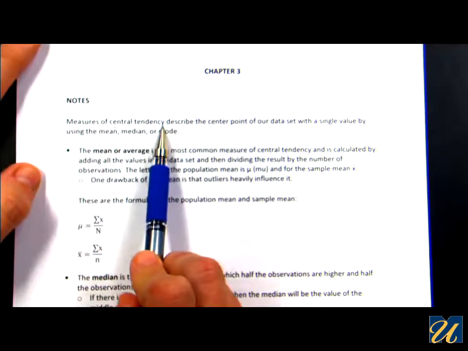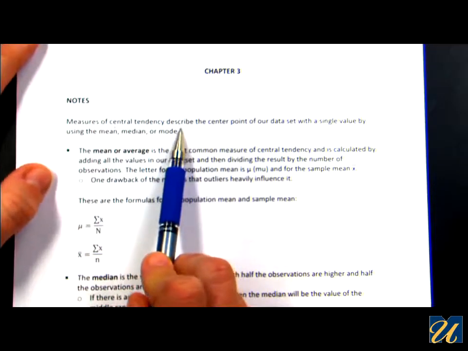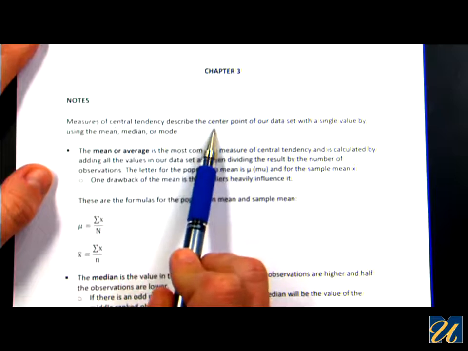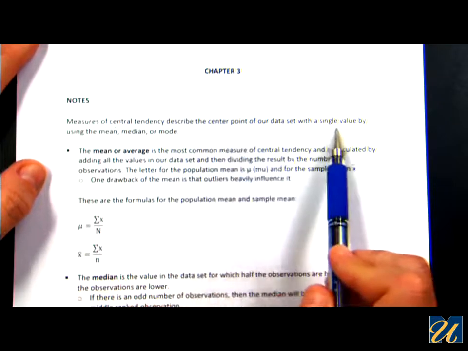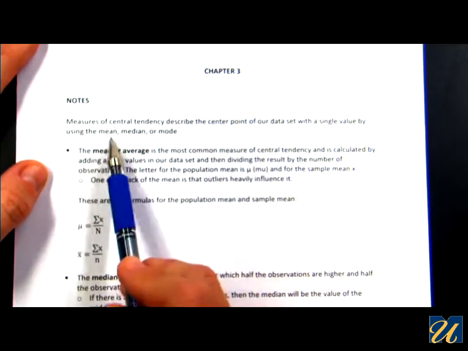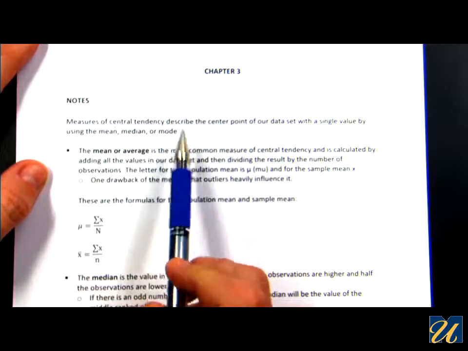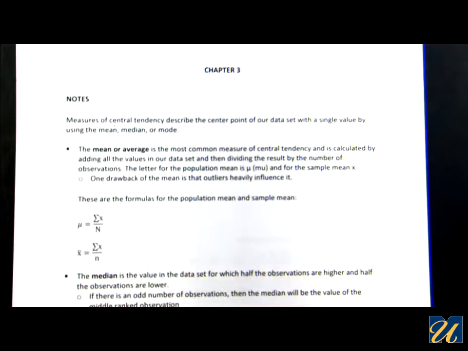In chapter 3, we will look into different kinds of measurements that we have to analyze a data set. We start off with measures of central tendency, which describe the center point of our data set with a single value by using the mean, the median, or the mode. So the measures of central tendency are basically your 3 M's. You have the mean, the median, and the mode.